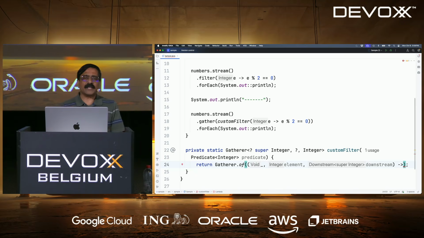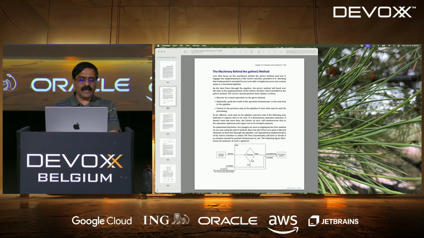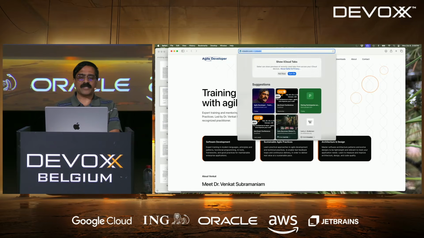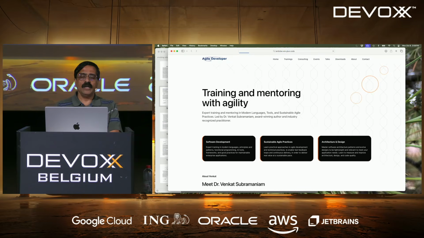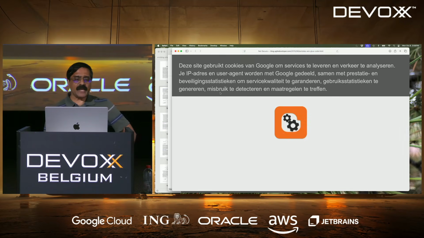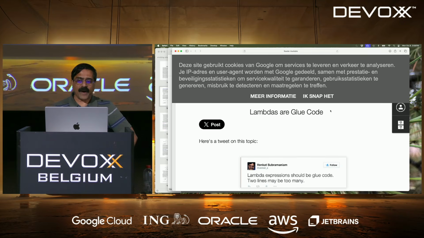So here's one of the things I often tell people that we should not do in general. And it's tempting to do the wrong things sometimes, right? So here is a recommendation I have, and that is, I often say that lambdas are glue code. Two lines may be too many. This is a recommendation I follow quite a bit.